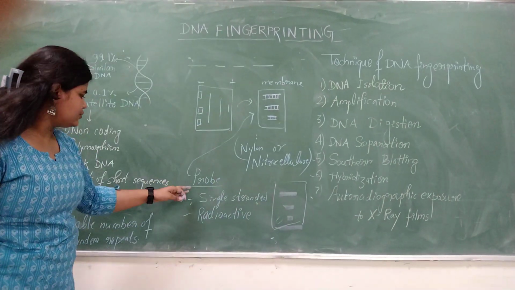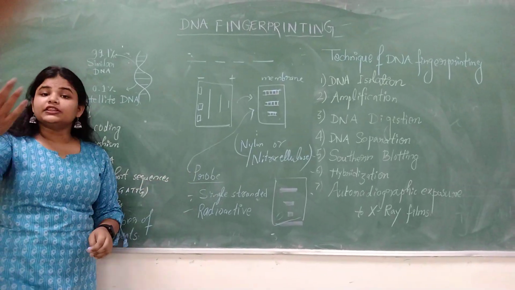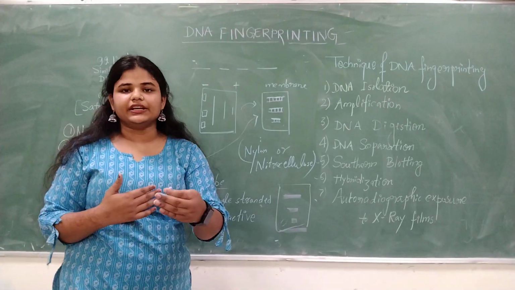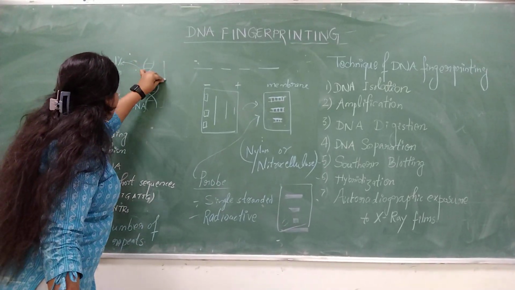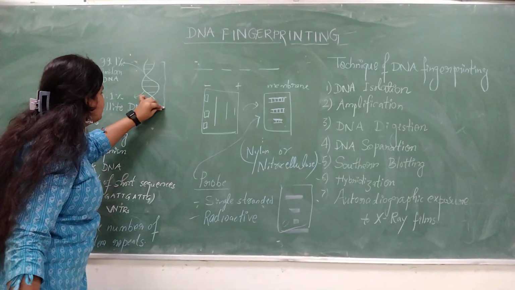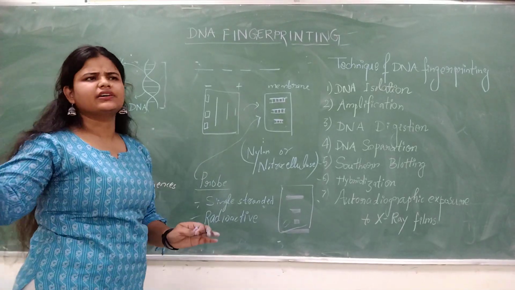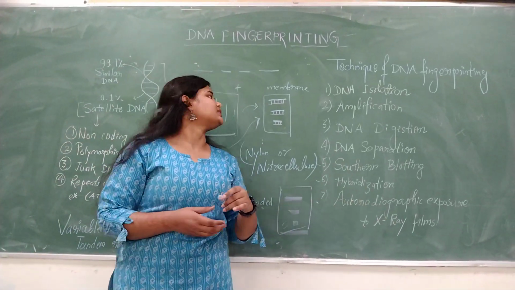The probes we have used are of the other person we are matching our DNA with, and this DNA is of the first person we have taken from the crime site.